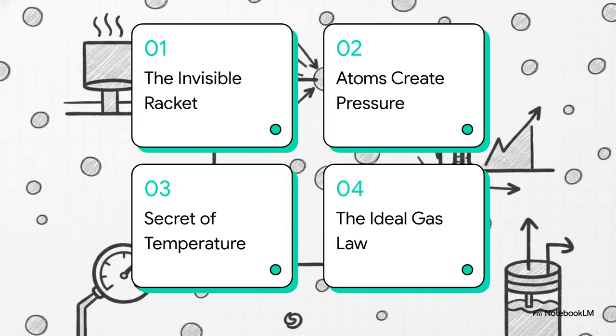Here is our roadmap for today. We've got 1. The invisible racket. 2. Bouncing atoms create pressure. 3. The secret of temperature. And 4. The ideal gas law. Let's get right into it.